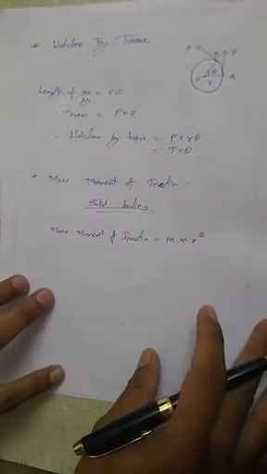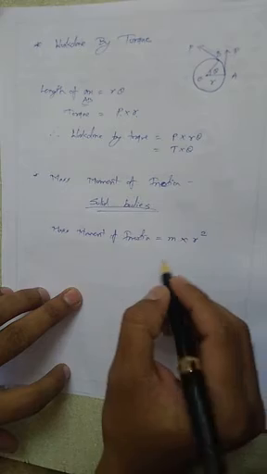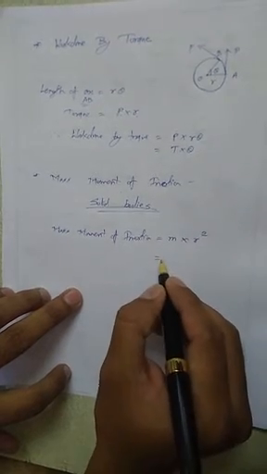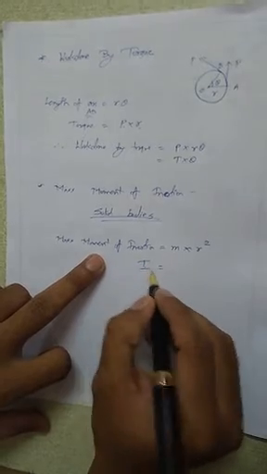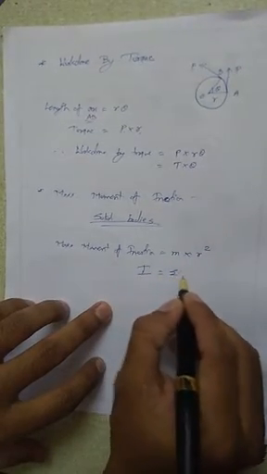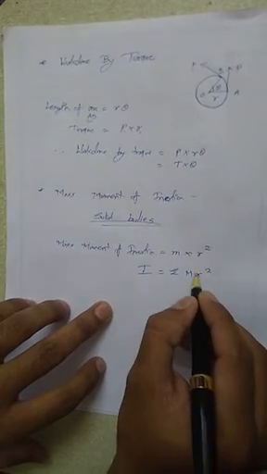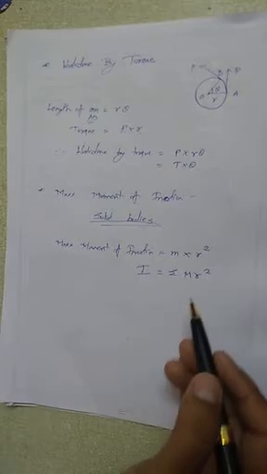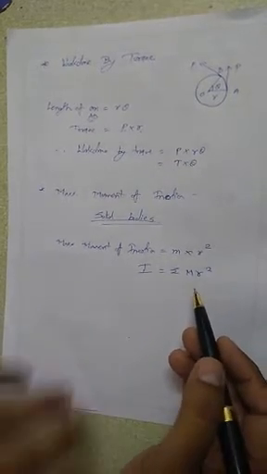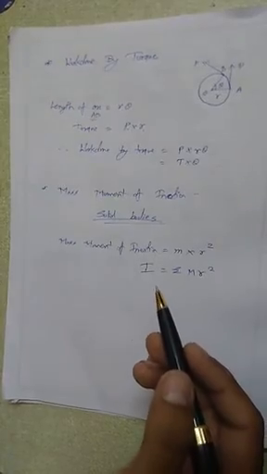Let us say that is applicable for a single body. If a number of bodies are there and you want to find the mass moment of inertia, it is denoted by I. So that will be the summation of m into r square, the square of the distance from the line or the axis to that body. So that is mass moment of inertia.